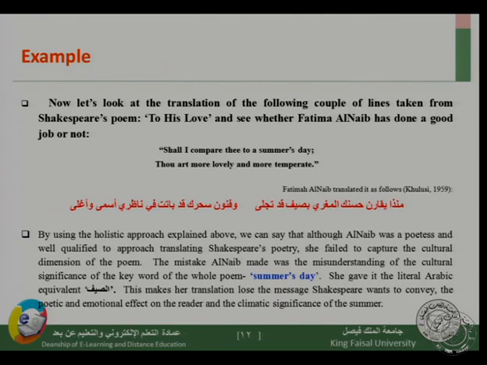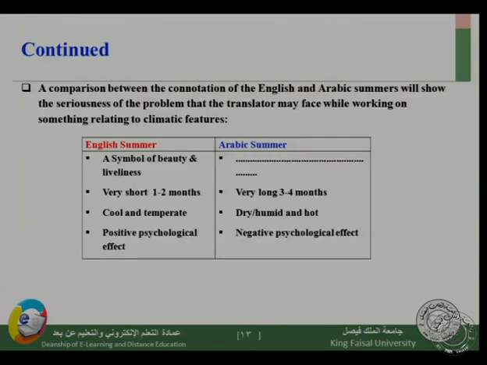But I don't know whether you agree with me that she has made a very serious mistake. The mistake she has made has killed the message Shakespeare wants to pass to the reader. She used summer. Now, do you know that the connotation of summer in English is different from the connotation of summer in the Gulf or even in the Arab world? English summer is a symbol of beauty and liveliness. Arabic summer is not. No way. Even in Lebanon, where it's really cold, no.